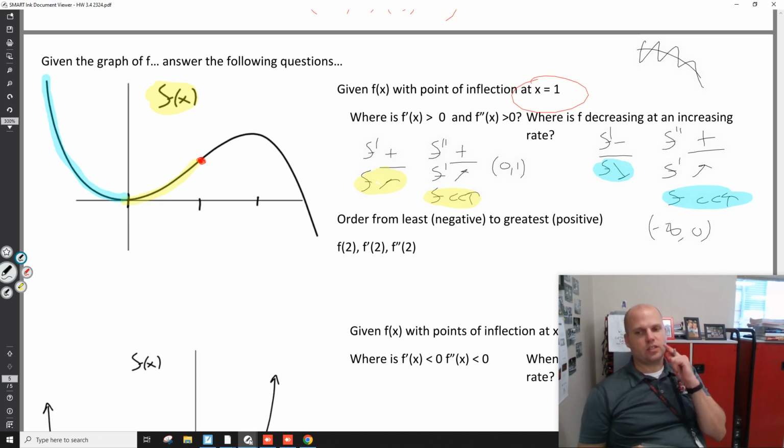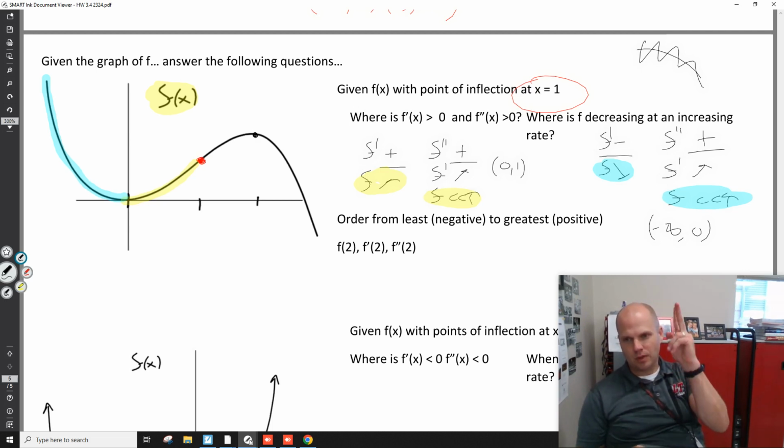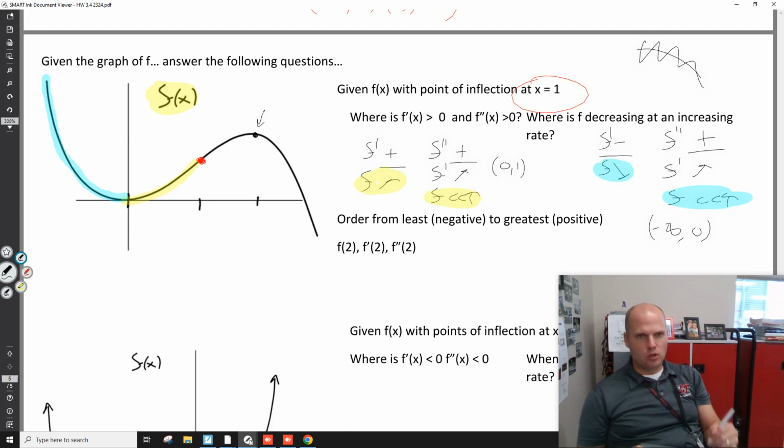This next question is a fun one. Order from least to greatest: F of 2, F prime of 2, F double prime of 2. Well, let's look at 2. Okay, here's 2. What we have there is a y-coordinate, a slope, and a curvature. All three things you can see. Could you answer this question after knowing that?